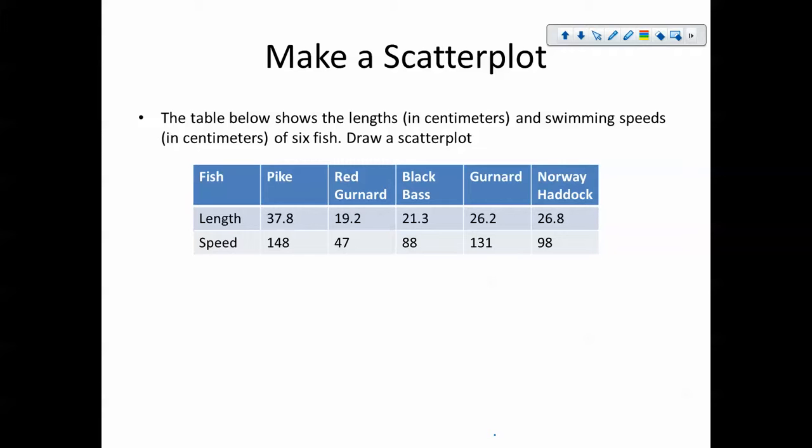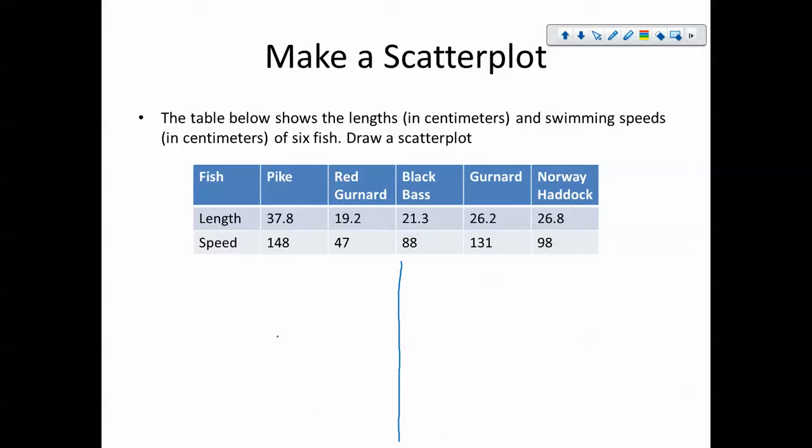Next thing, we want to be able to make a scatter plot, and we want to be able to draw in a line of best fit. So, let's take a look at this example here. The table below shows the lengths in centimeters and swimming speeds in centimeters of 6 different fish. It says draw the scatter plot.